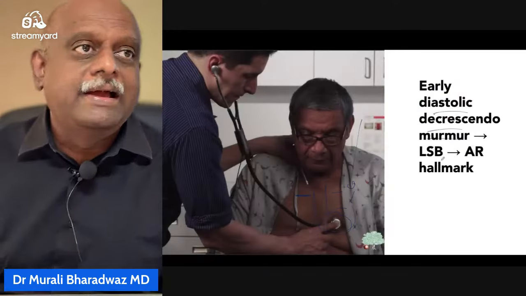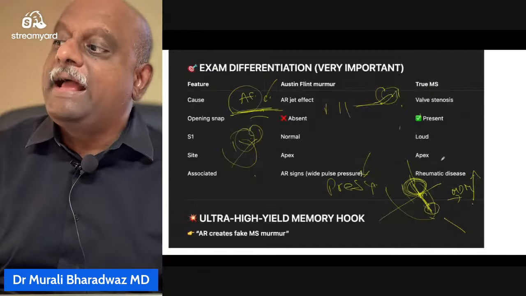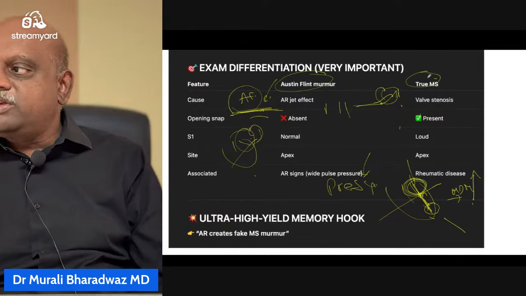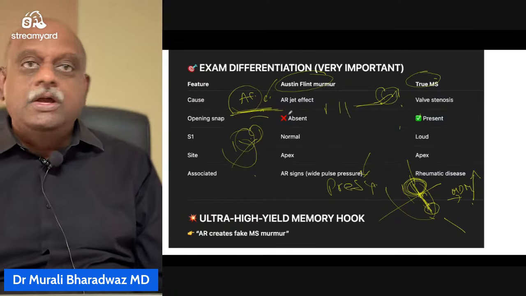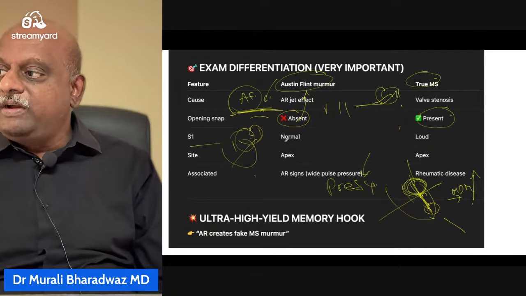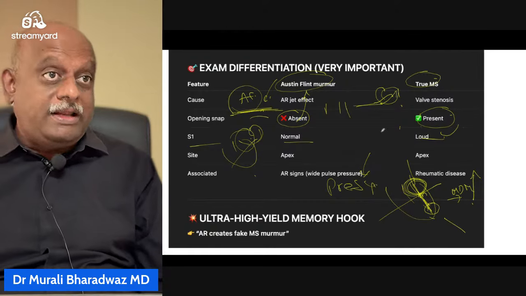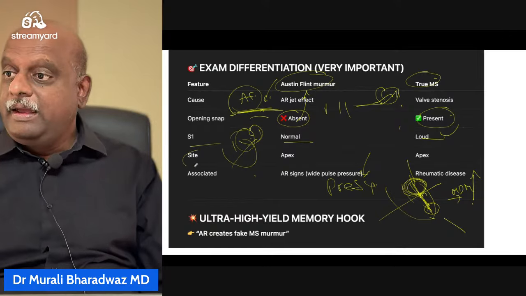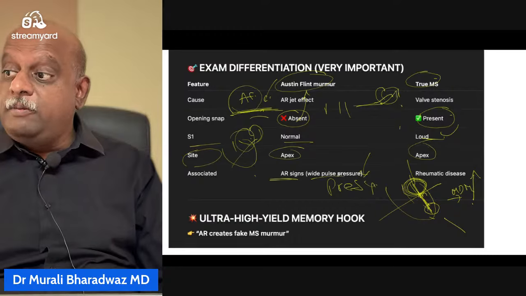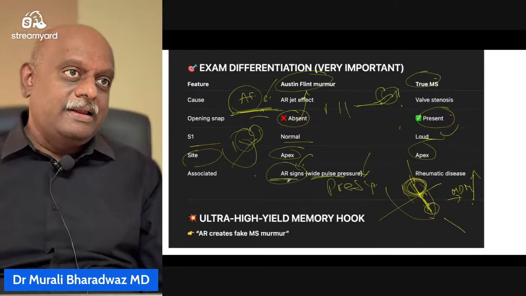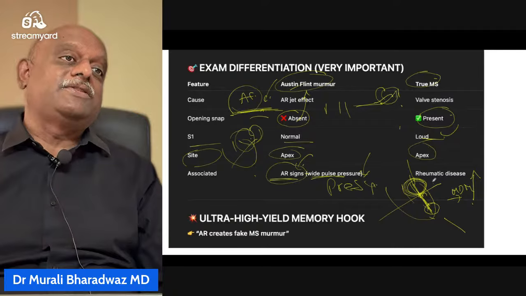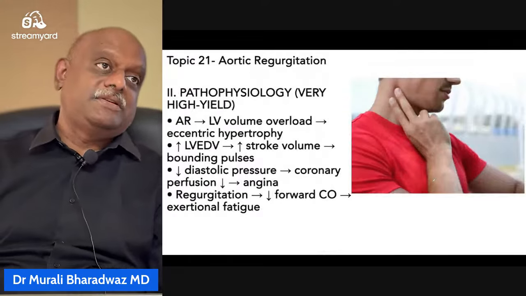It will mimic mitral stenosis, being a diastolic murmur, is what you need to remember. So quickly, Austin Flint versus true MS. What is the difference? Opening snap is not there in Austin Flint, only in MS. S1 is normal here, but generally expected to be loud in MS unless a calcified valve is there. Typically, both of them are heard at the apex. But here, wide pulse pressure is a feature of Austin Flint, but not MS. They are the differences. Clear?